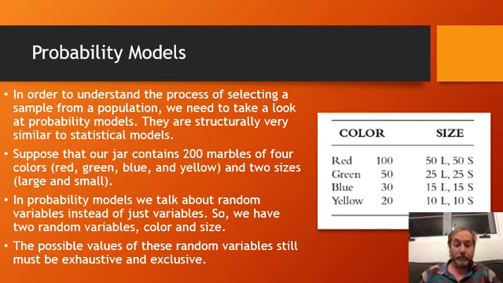Still, when we're talking about random variables in a probability model, values still need to be exhaustive and exclusive. So red, green, blue, and yellow exhaust the options of colors. All of the marbles are either red, green, blue, or yellow, and they are exclusive. You can only be red or green. You can't be both red and green.